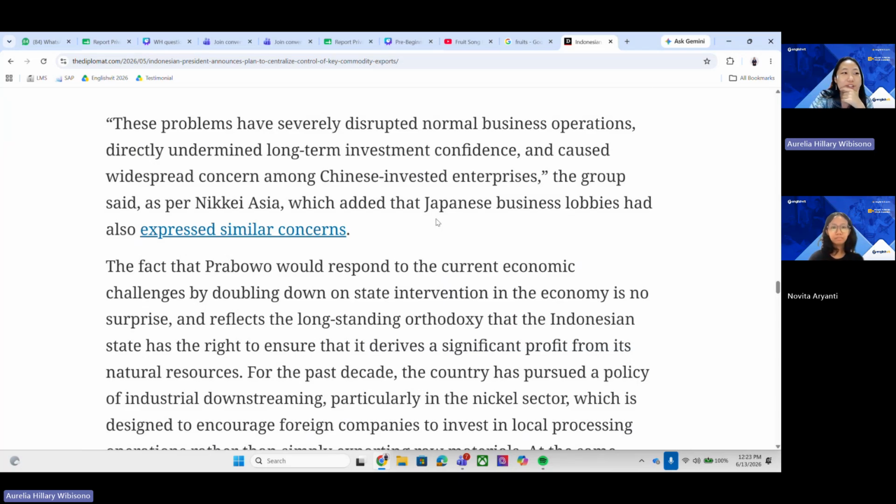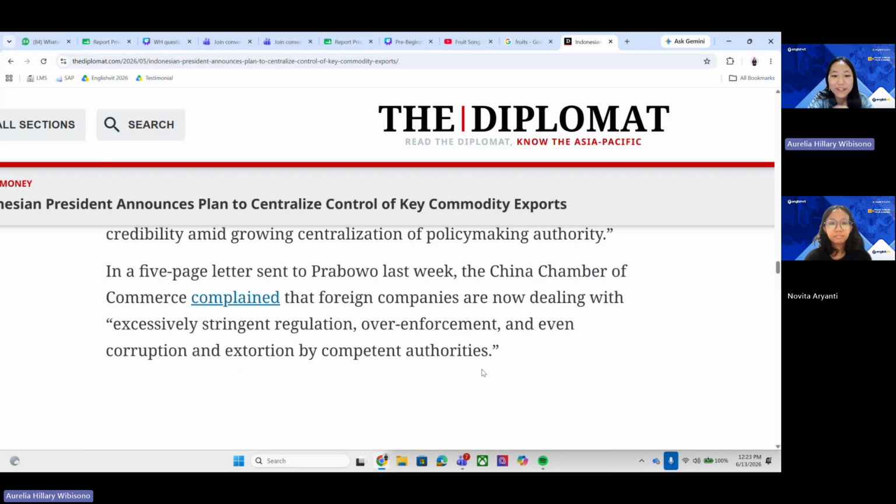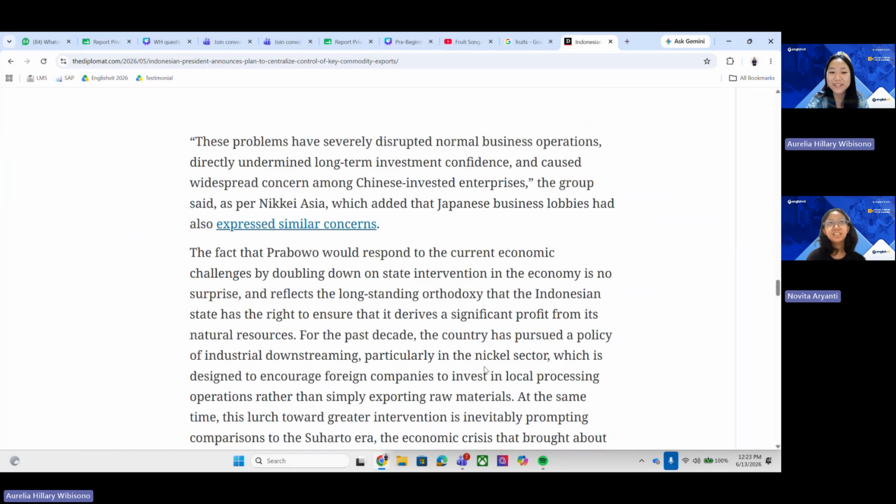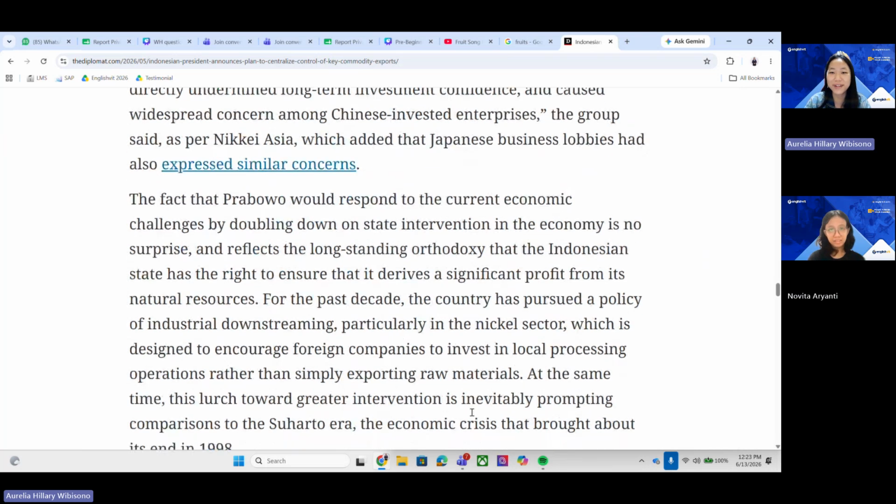Okay, I see. So a lot of international parties feel suspicious. Wait, let me ask you, what kind of suspicious? Leery. Okay, they become really leery of the Indonesian government right now.